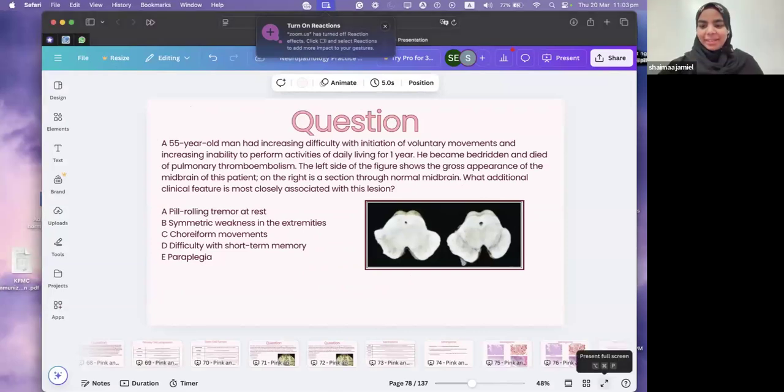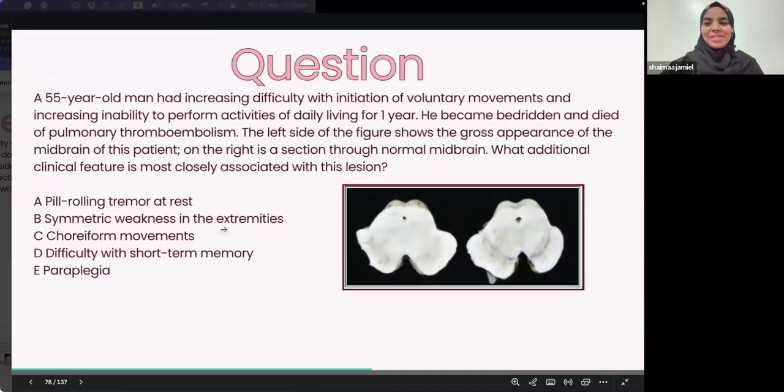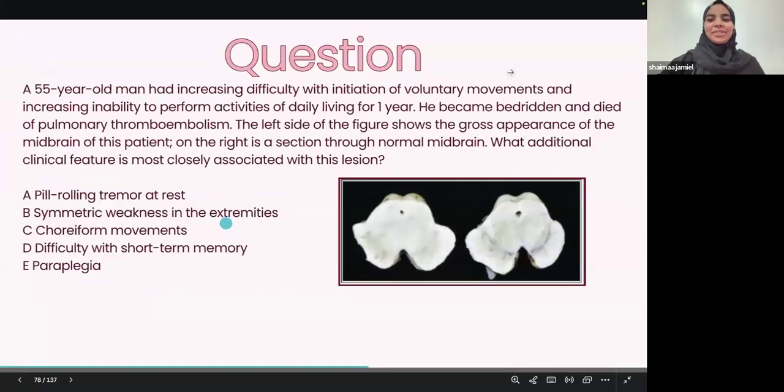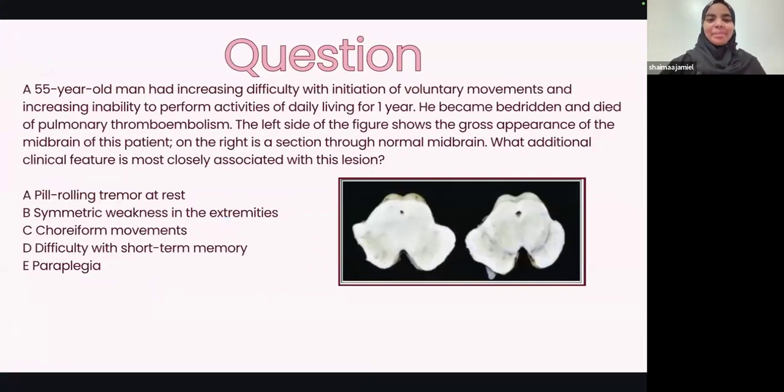Okay, well, guys, I'm back. Okay. So inshallah, CNS tumors was a huge chunk, but inshallah, we're almost done.